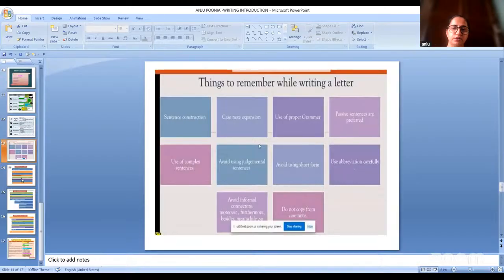Cohesiveness of the letter. Do not copy from the case notes, because sometimes we can't construct sentences from the case notes. So we just pick the line and copy. No, you need to try to convert it to your own language. A little bit we can use, but don't just pick the information and copy it from the case note. We need to avoid that. A little bit is all right, but we cannot copy everything.